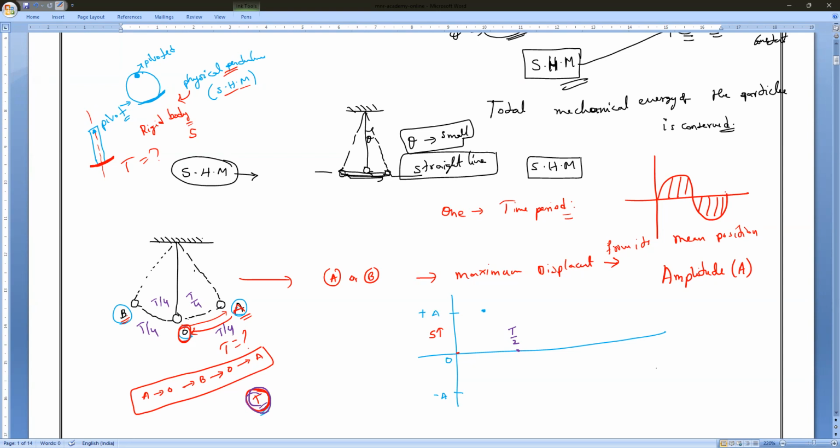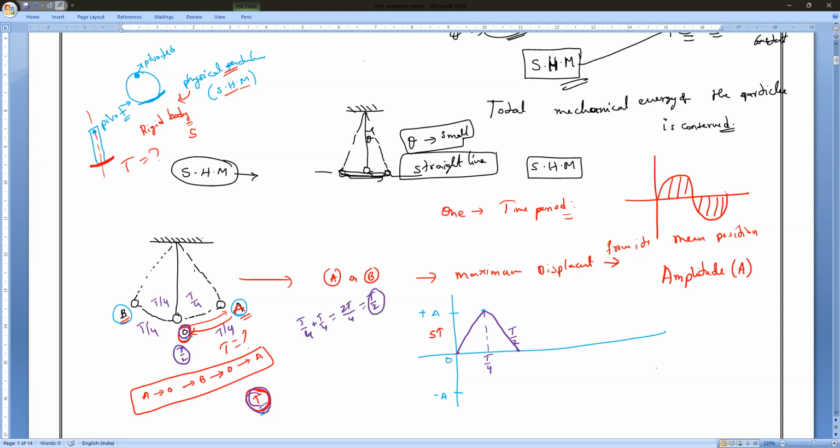So what will happen now? A to O, T by 4. So first O to A, T by 4. A to O again T by 4. And next, imagine it is starting from the O point. O to A, T by 4. So this is the point where the time period is T by 4. And again, A to O, T by 4. So T by 4 plus T by 4, how much? 2T by 4, which equals T by 2. Is it right or wrong?